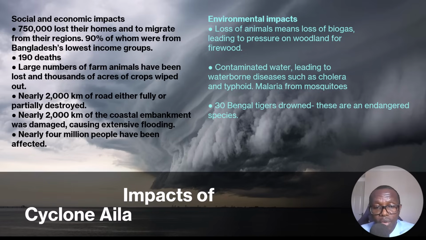So recovery for them obviously is going to be quite difficult. And the second impact here we'll talk about is that there were 190 deaths. Then you have a large number of farm animals being lost and 1,000 acres of crops also being wiped out. Now we know that this farming is likely to be the livelihood of a lot of people living in Bangladesh, and this obviously is going to impact on the people quite a bit in terms of their income and the country's GDP as well. Then we have 200 kilometers of road either fully or partially destroyed.